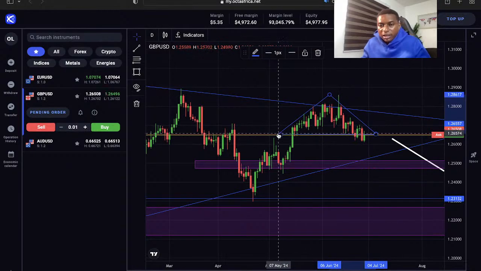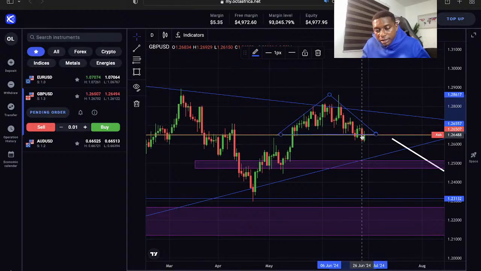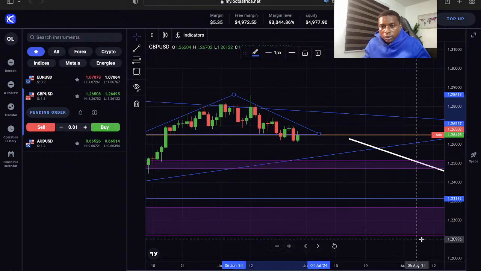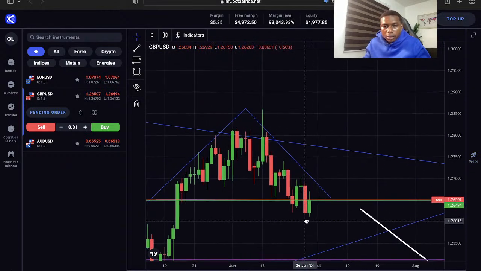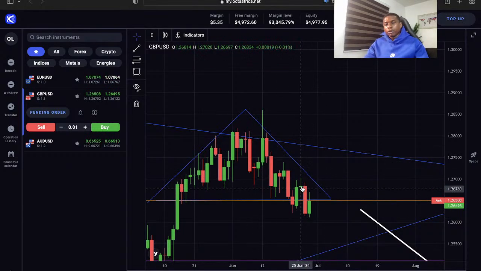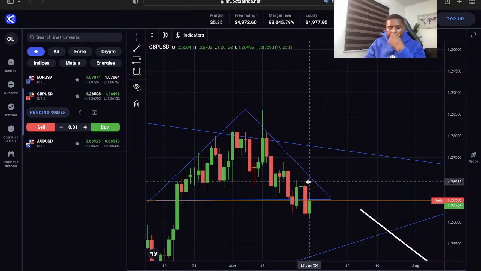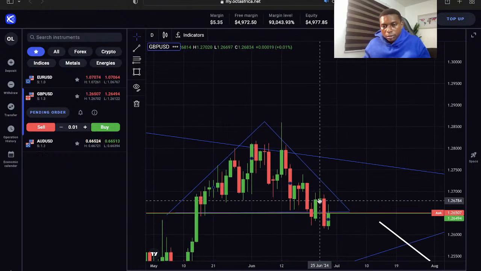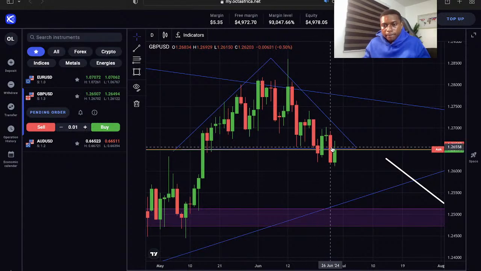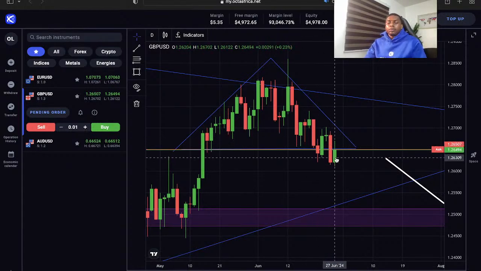Now we can see clearly that price has a breakout candle out of this support zone. Okay, you can see here. All right, so there's a support zone here, and we can see that price has broken out of the support zone. You can see this big bearish candle, giving that sell momentum on GBP USD.